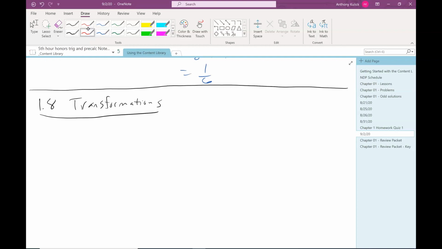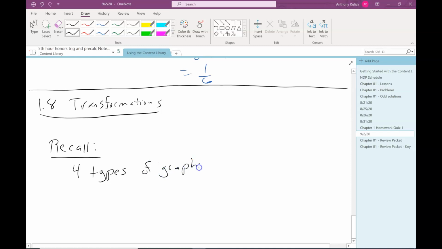Okay, so in this last section, section 1.8, we're going to be talking about graphical transformations. So we're going to take a minute and get in our math time machine and remember back to geometry and recall that there are 4 types of graphical transformations. Does anybody remember any of those 4? I know geometry was a long time ago.